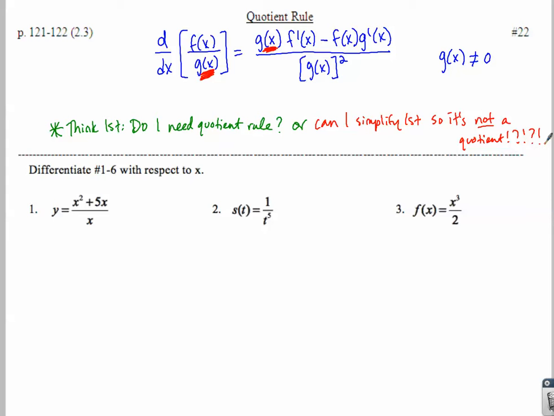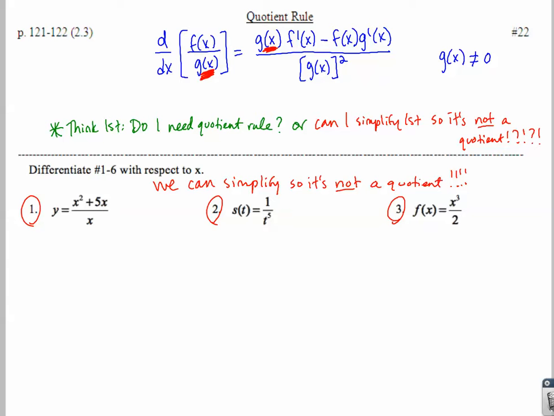So let's look at these first three examples right here. Differentiating with respect to x. I see division, it's a quotient. Division, it's a quotient. Division, it's a quotient. But in all of these examples, I can simplify first. In all of these, we can simplify so it's not a quotient. Not a quotient! We can do it.